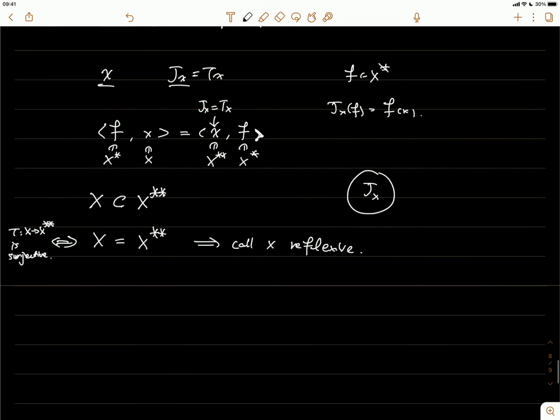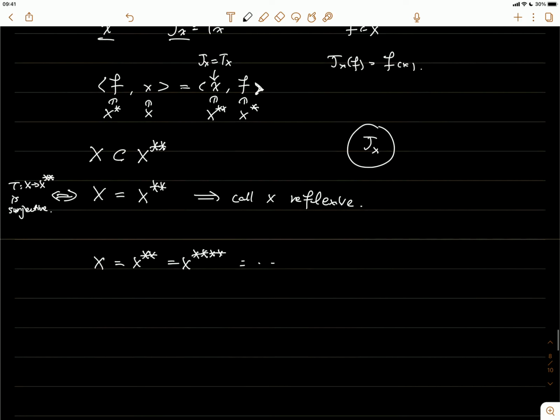Okay, so in that case, we call the space reflexive. And then, once it's reflexive, no matter how many times you apply the star, for the even numbers, you always get back to the original X. So this is equal to that, and this is also equal to this, and so on and so forth. So if that's the bidual, it's a reflexive space. Otherwise, it may not be true.